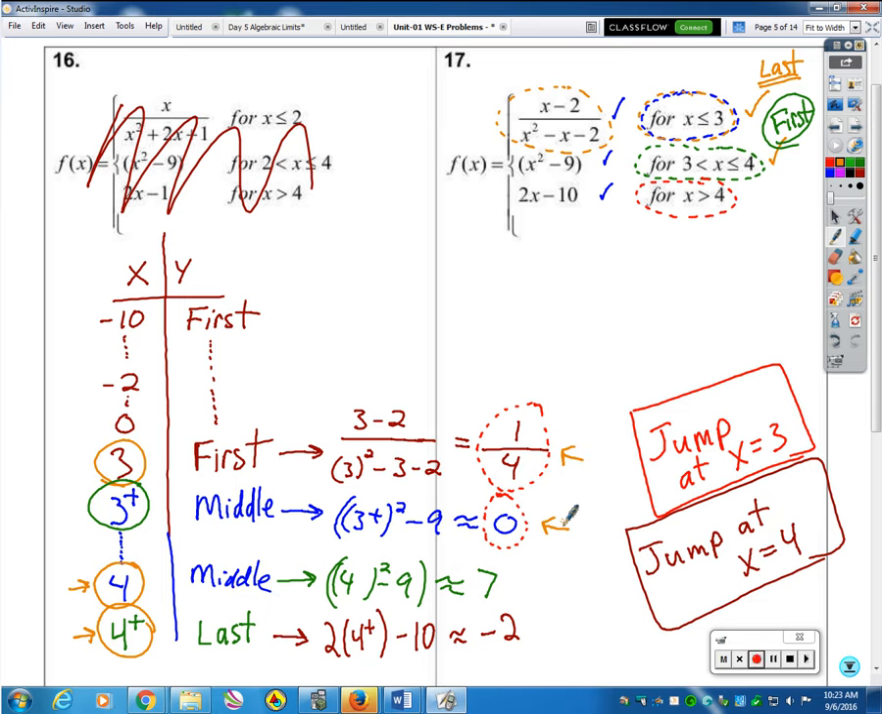You can take comfort in the fact that they've never designed a problem that's so ambiguous that it isn't pretty obvious whether there's a jump. So it's a good question.